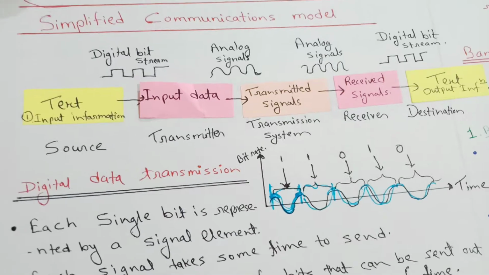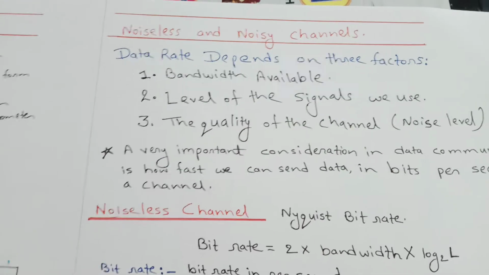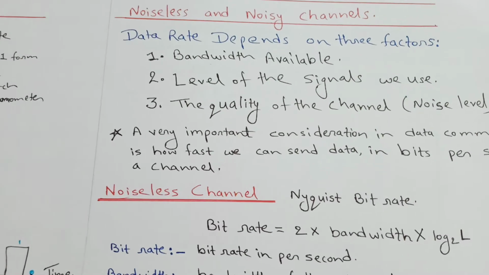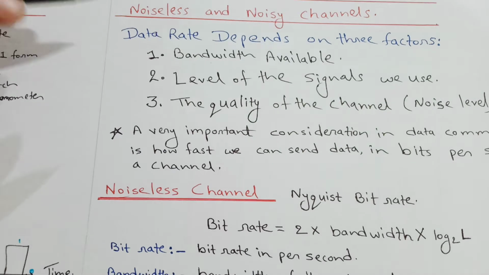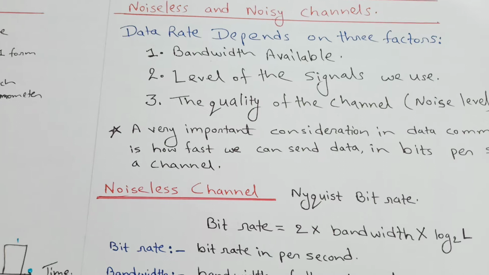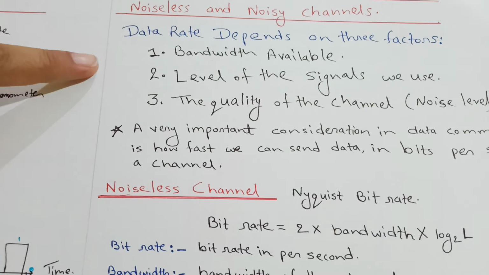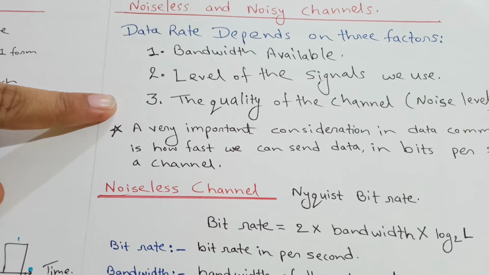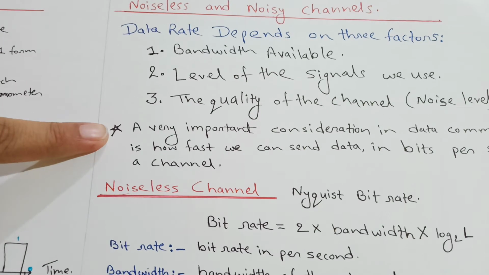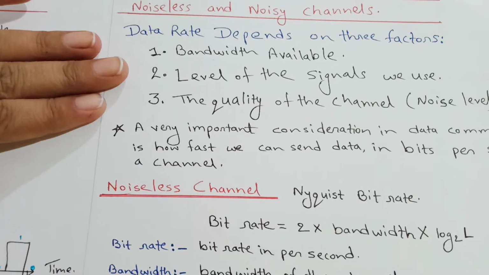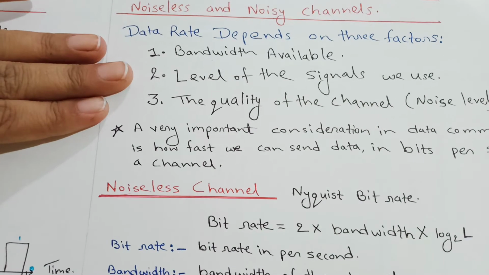Now we can see noiseless and noisy channels. What are noiseless channels and what are noisy channels? The data rate depends on three factors. What are those three factors? Bandwidth available, level of the signal we use, and the quality of the channel. These are the three factors on which the data rate depends.